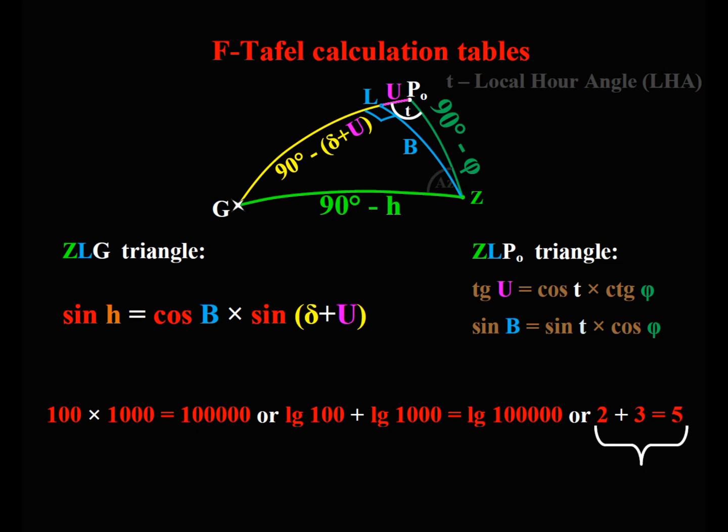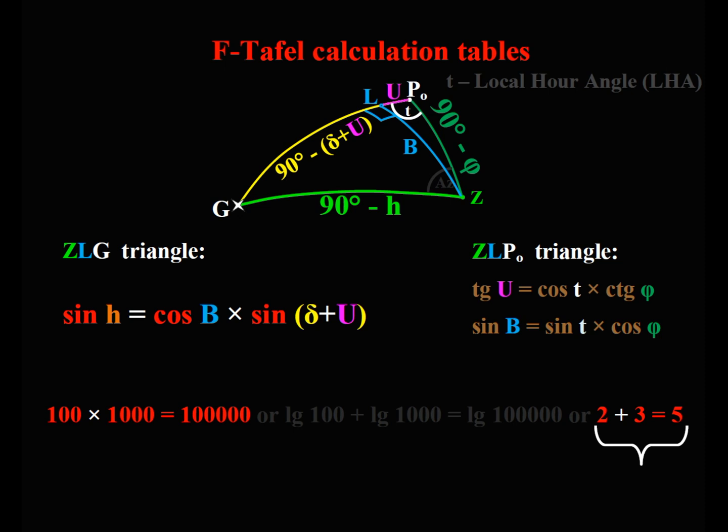Let's imagine that you know absolutely nothing about logarithms and you have the task of multiplying 100 by 1000. You probably just add 2 and 3, not knowing that in this way you applied the property of logarithms. Calculations using F-Tafel are carried out just using this property of logarithms. Instead of multiplying two numbers, we will add their logarithms.